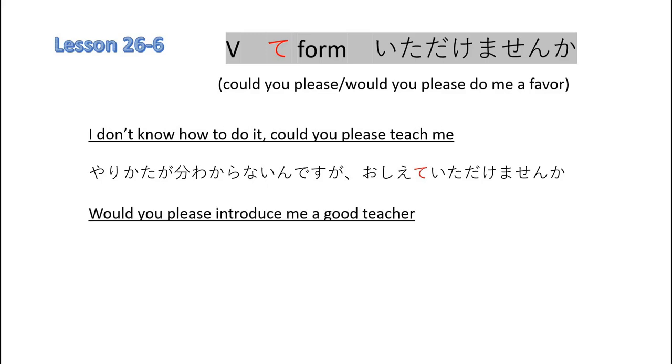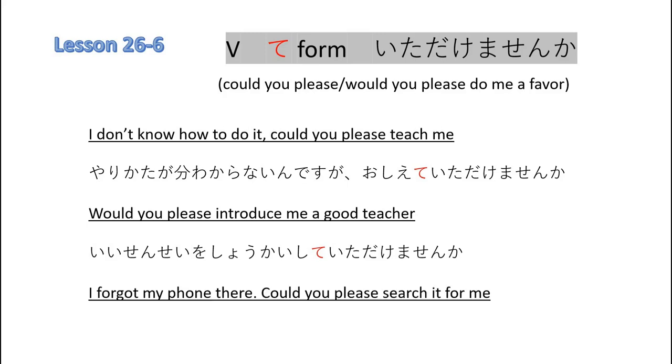Another example. Would you please introduce me to a good teacher? いい先生, good teacher is いい先生を紹介します. To introduce is 紹介します. Te form will be 紹介していただけませんか? いい先生を紹介していただけませんか?